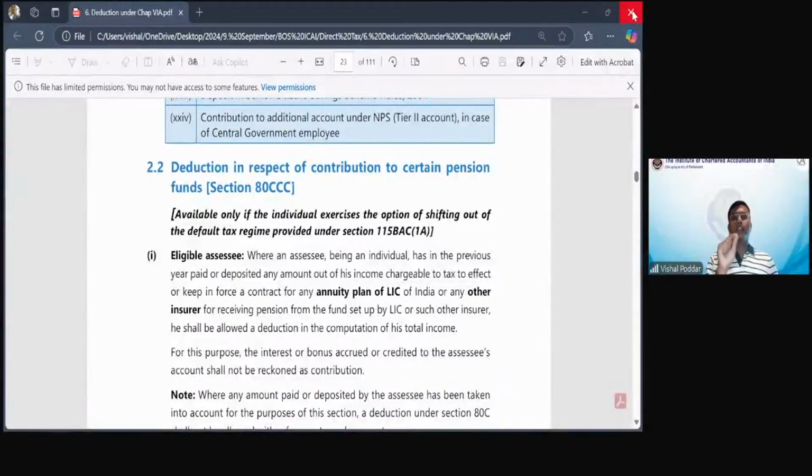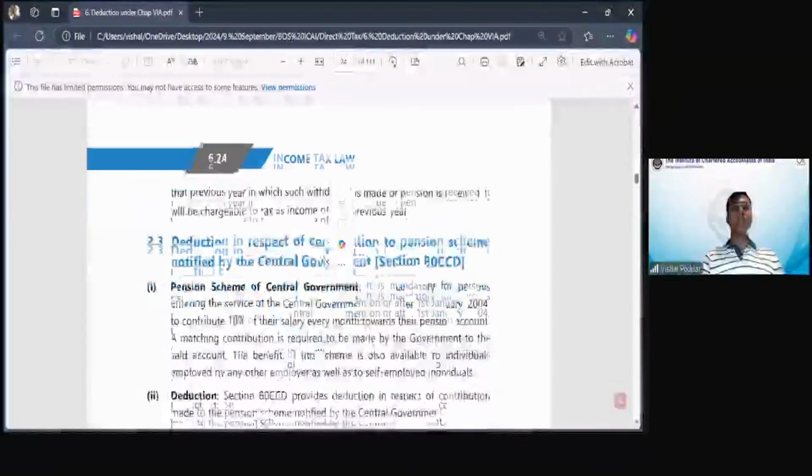Now, 80CCC, I told you how to remember this section, because I gave you reference of an ad, if you remember. CCC is one of the famous ads. Rarely did I find ads of other companies. Mainly, it was of this ICICI Prudential only, which was for retirement solutions or for pension plans of insurance companies. That is how I remember 80CCC for insurance plan of pension plan category of insurance companies.